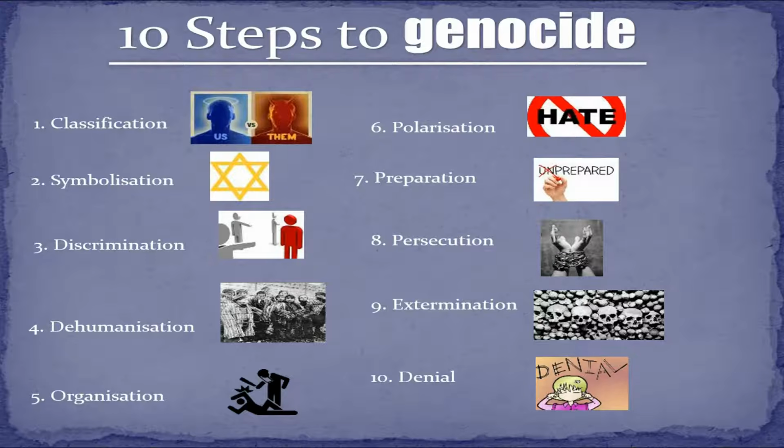So to wrap up these stages, number 1 is classification, us versus them. Number 2, symbolization, wearing symbols, outward signs that you're part of a group. Discrimination, the beginning of this mistreatment. Dehumanization, you are less than human. Organization, planning a genocide. Polarization, separating you from the group. Preparation, getting those final steps in order before you declare the green light for genocide. Then persecution, very intense mistreatment, extermination, death, and then denial.